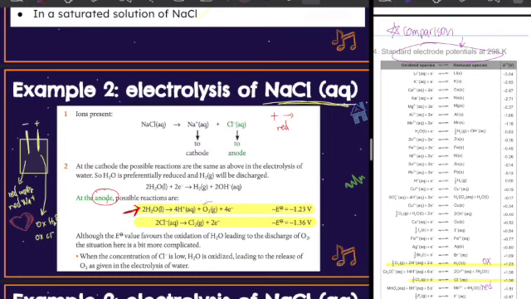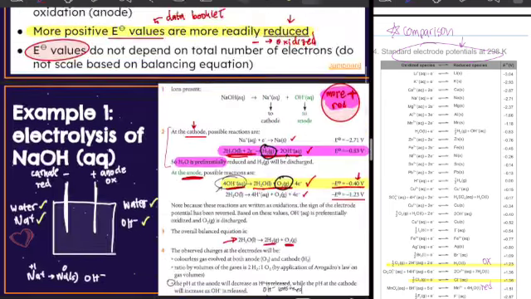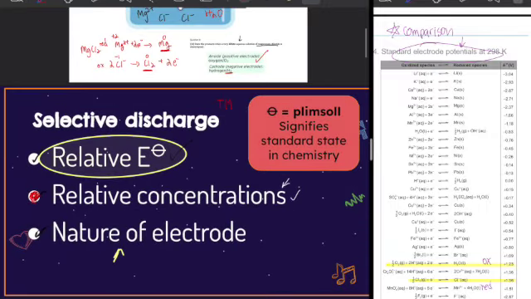All right, and I would expect discharge of O2 gas. So this is an example, water winning and discharge of O2 gas. This is an example of using E0 values to find the selective discharge.